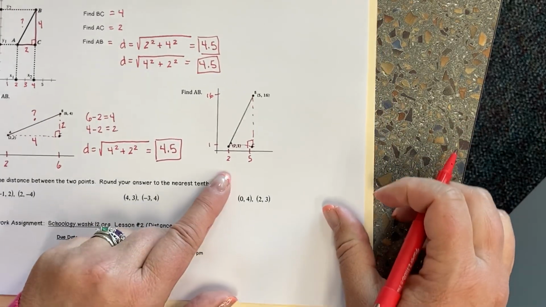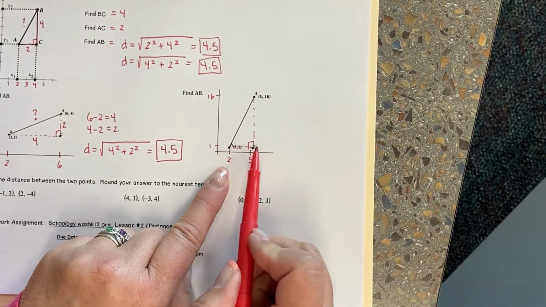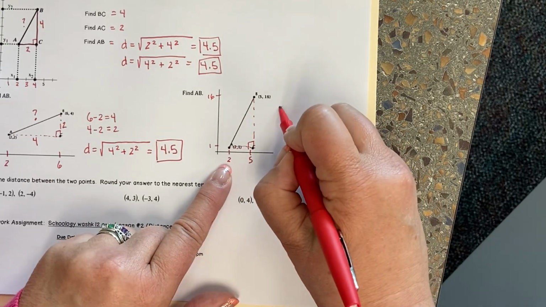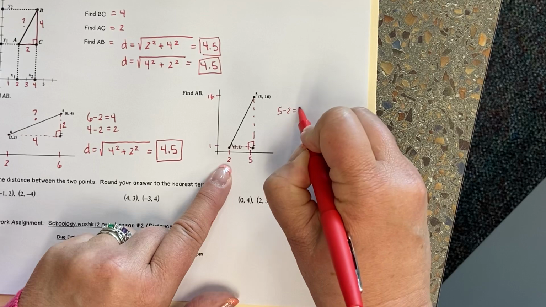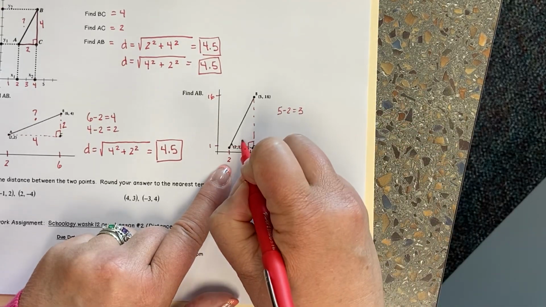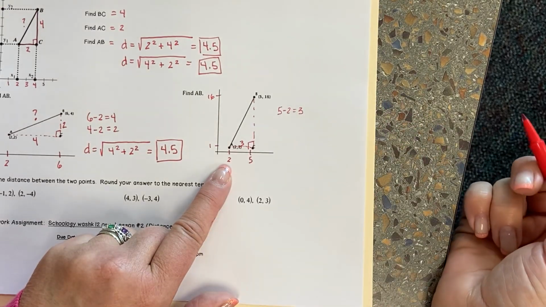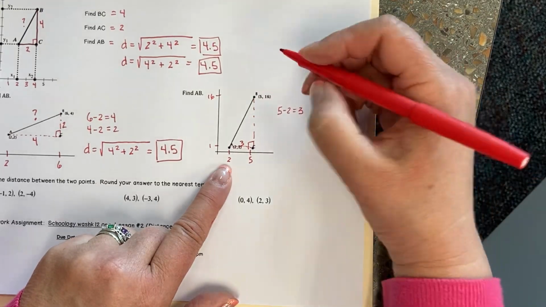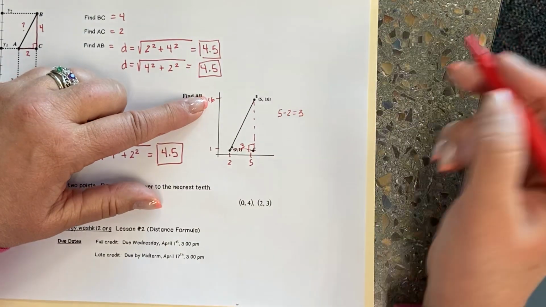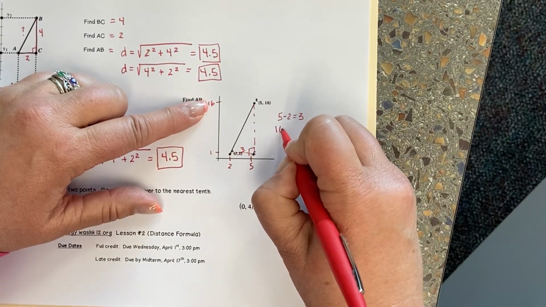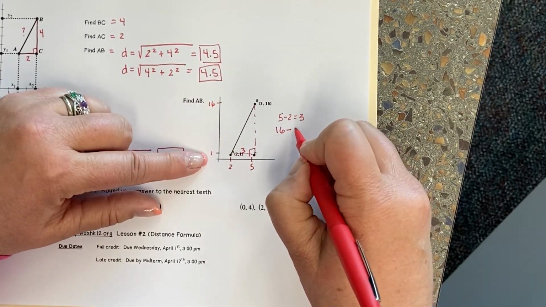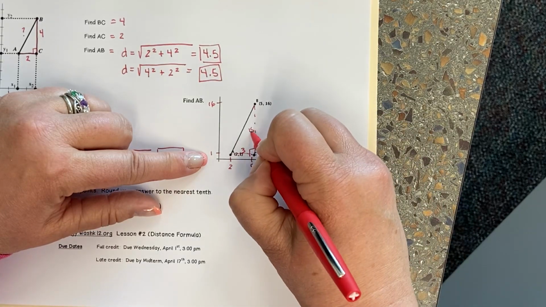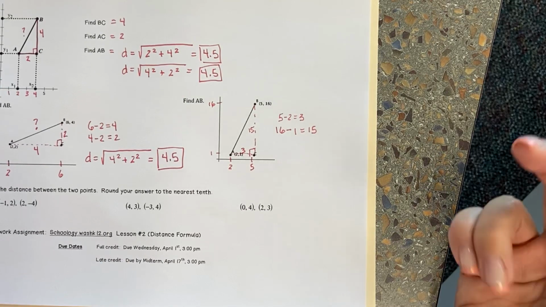Okay, let's find the horizontal leg first. This one right here. 5 minus 2 tells me it's 3. So this leg has a measurement of 3. And we're going to find our vertical leg. The bigger number is 16. So we're going to do 16 minus 1 is 15. So that leg is a 15.